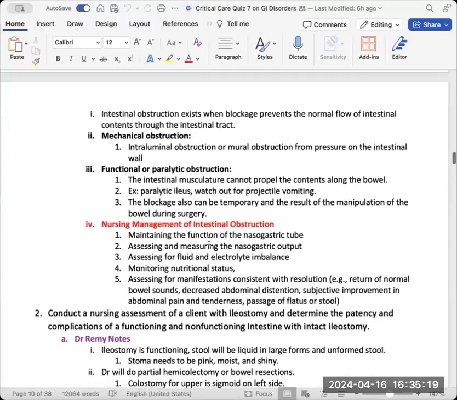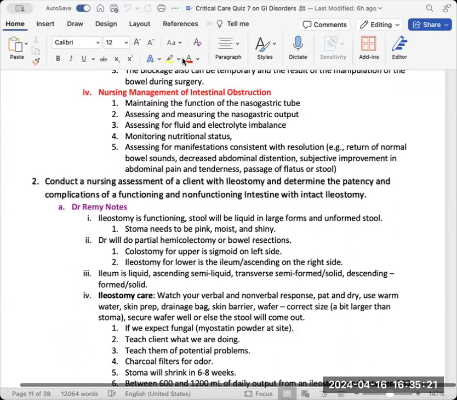So, just as a quick thing, with nursing management, one of the first things is maintaining the function of the nasogastric tube, in assessing and measuring, because that's what you need to do when someone has an obstruction. You need to have an NG tube there.